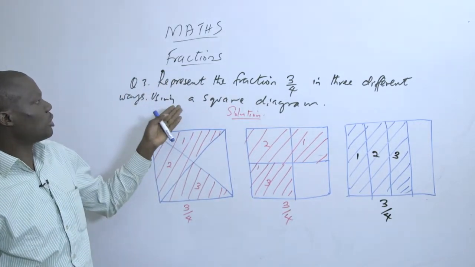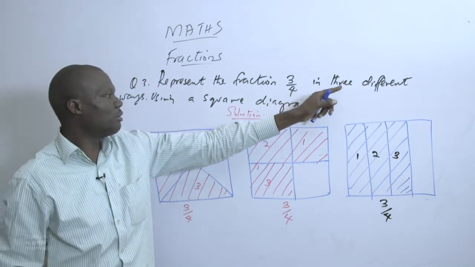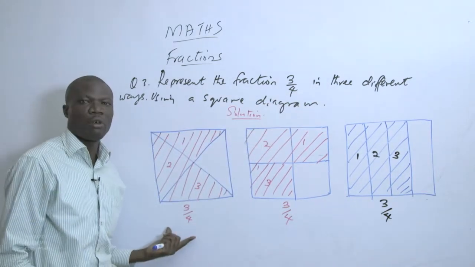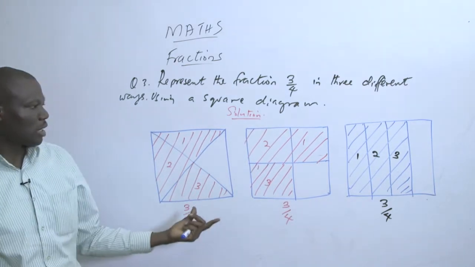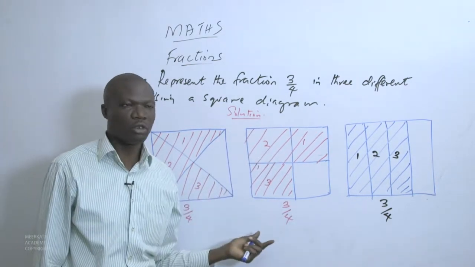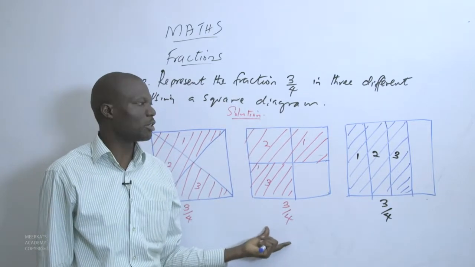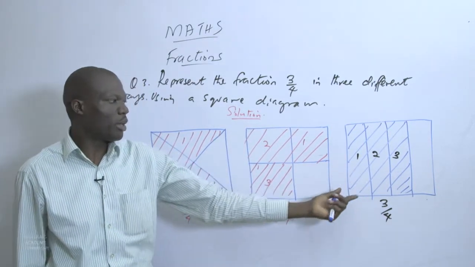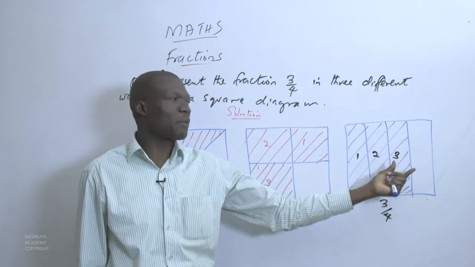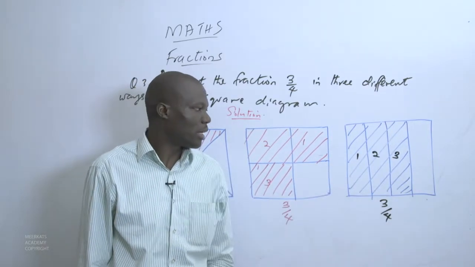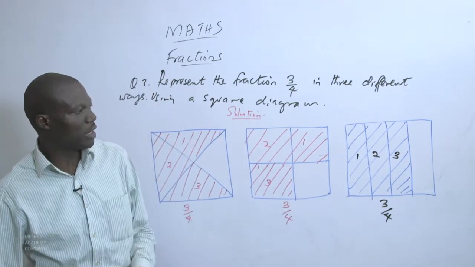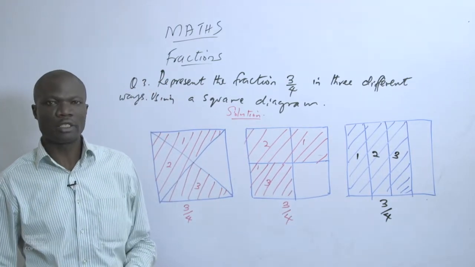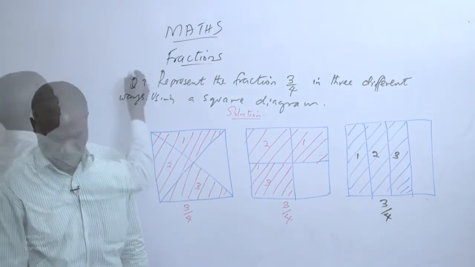So the question was to represent it in 3 different ways. So the first way, we have used diagonals to divide the square. Second way, we have used horizontal and vertical middle lines to divide that particular square. And the last way, we have simply divided the square into 4 equal rectangles, and we have been able to identify the first 3 rectangles as 3/4.